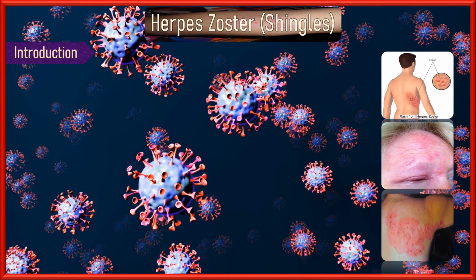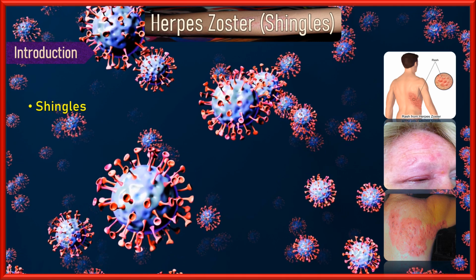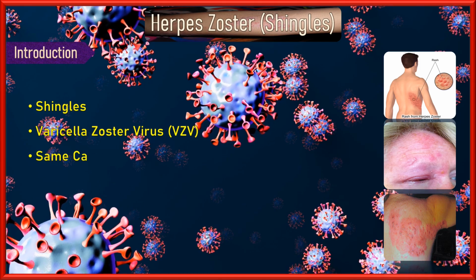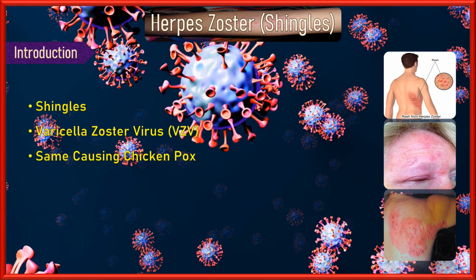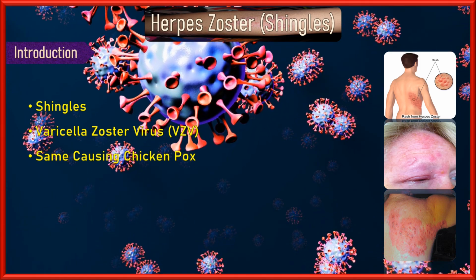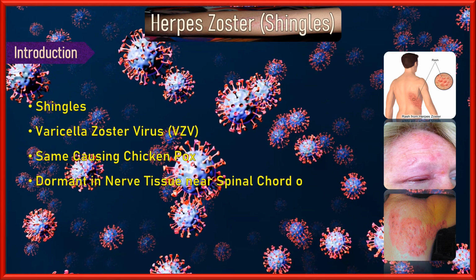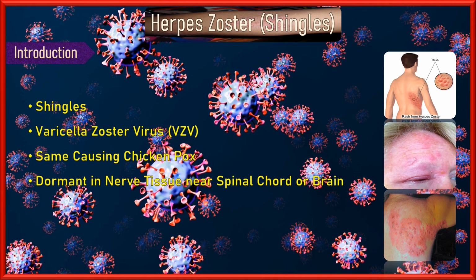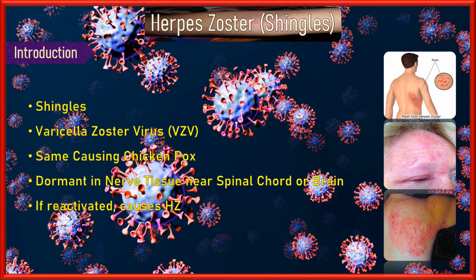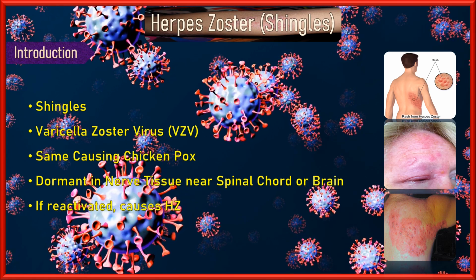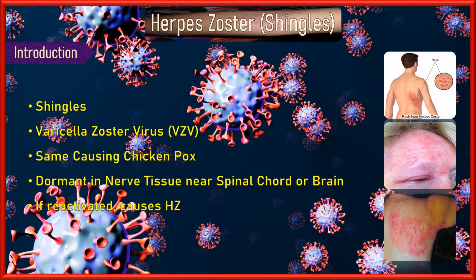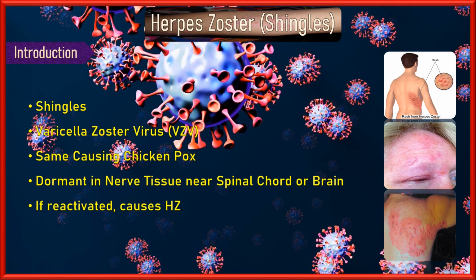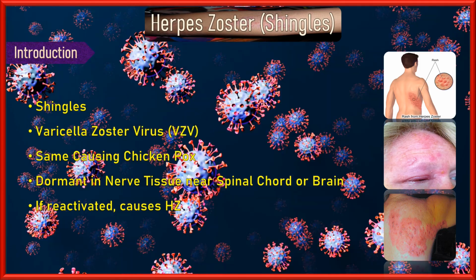Herpes zoster, commonly known as shingles, is a viral infection caused by the varicella-zoster virus, VZV. This virus is the same one responsible for causing chickenpox. After a person recovers from chickenpox, the virus remains dormant in nerve tissue near the spinal cord and brain. However, in certain circumstances, the virus can reactivate, leading to the development of herpes zoster. In this comprehensive lesson, we will discuss the causes, symptoms, and treatment options for herpes zoster.